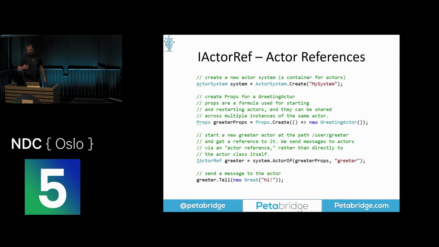I go ahead and I create an actor system initially. An actor system is sort of the environment that hosts the actors. It's what allows them to communicate with each other. It provides each actor with a unique address and is responsible for creating things like the actor's mailbox that it uses for processing messages. Down below that, you can see we go ahead and declare some props. Props is the formula we use for starting an actor. If an actor crashes and needs to restart, it'll be recreated using the very same props that were used to create it in the first place.